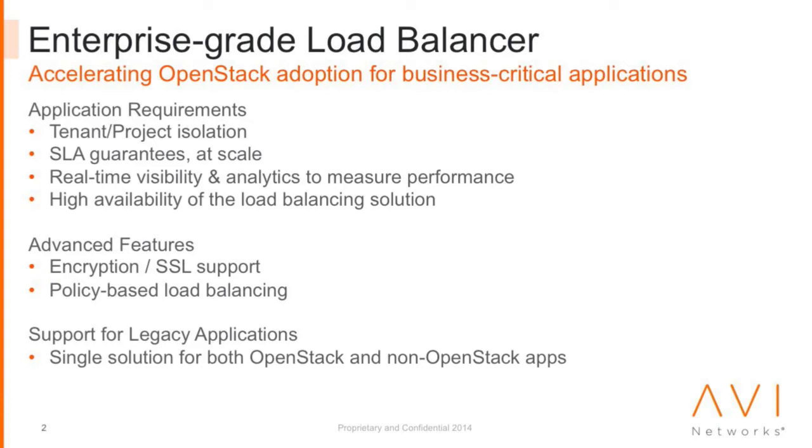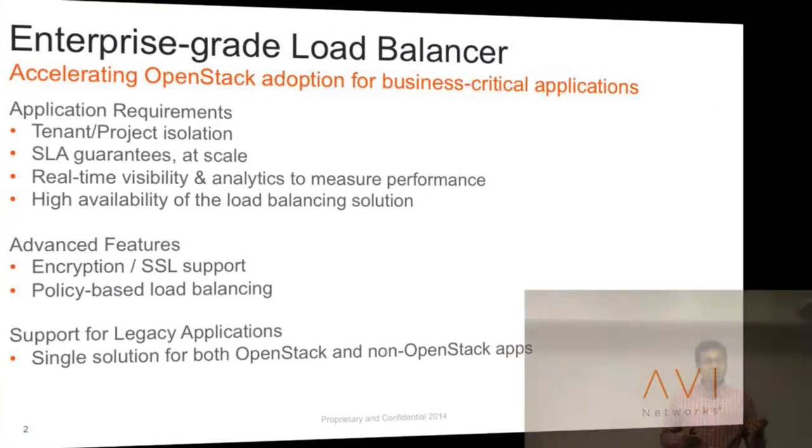So we need to have tenant and project isolation and SLA guarantees. And we need to have the load balancer itself be highly available, on top of providing high availability for the applications. It should also provide real-time visibility and analytics to monitor and measure your application performance and the performance of the load balancer. And any enterprise-grade ADC should have features such as SSL termination, policy-based load balancing, and so on.